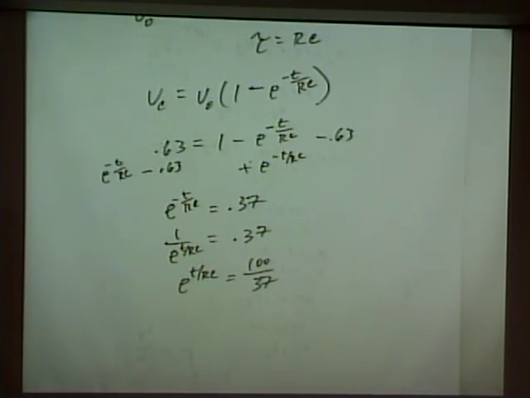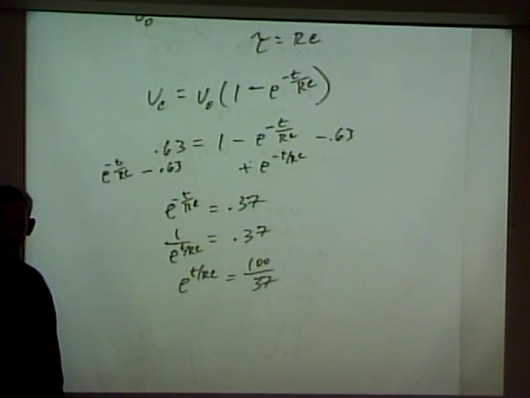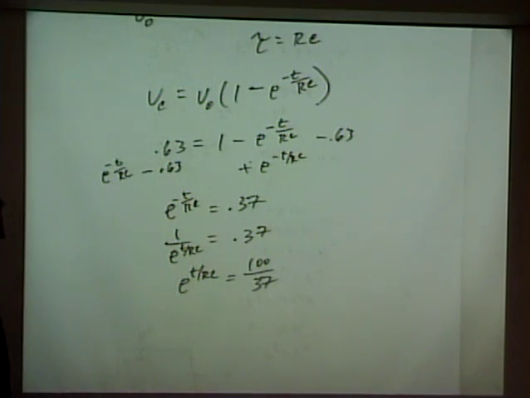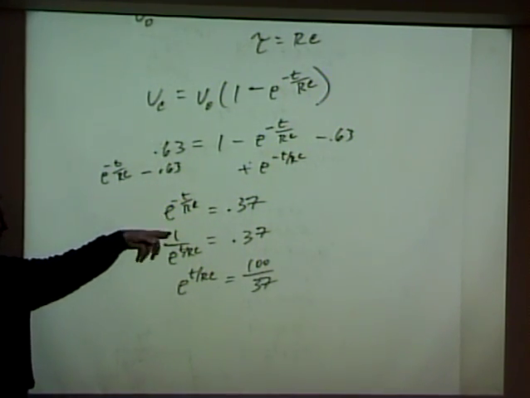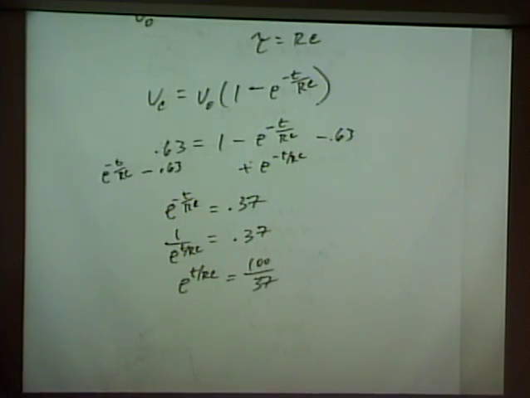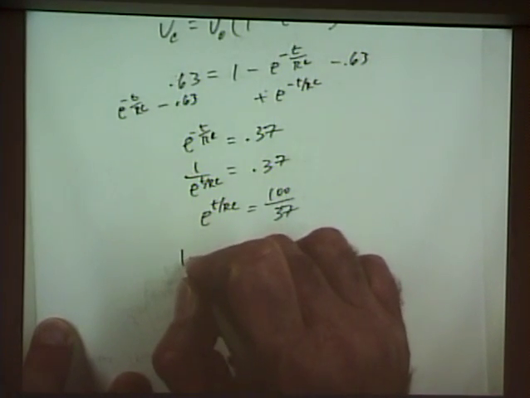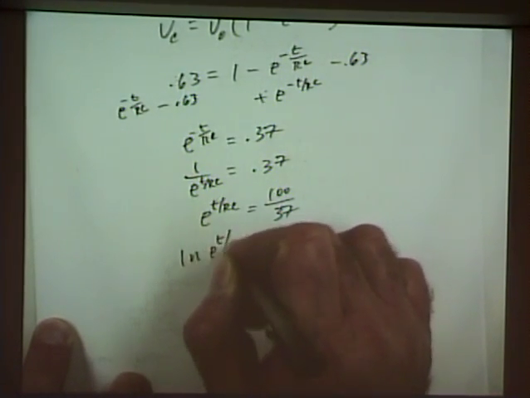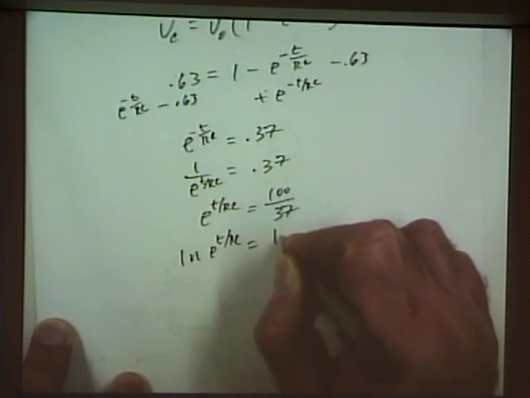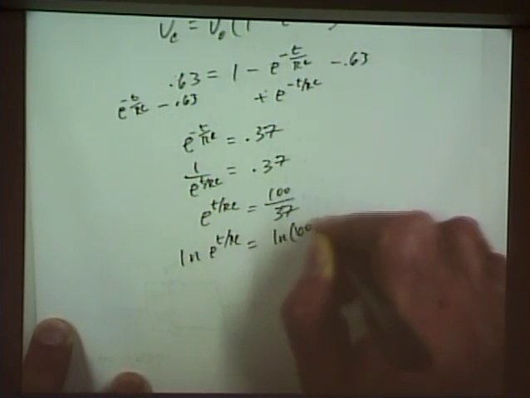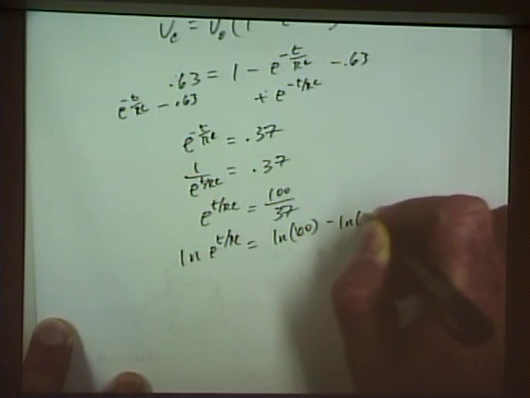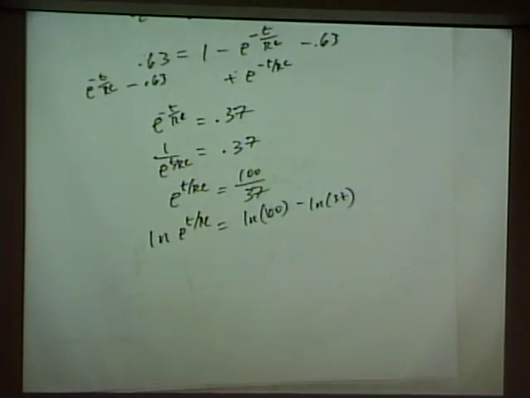Yep. No, that's why you have to do this. Well, actually, if you take the natural log of this, it does come out to be negative t over RC. Yeah, right. Okay, so now you just take the natural log of both sides, equals the natural log of 100 minus the natural log of 37. I think that's the way logarithms work. It's been a long time.